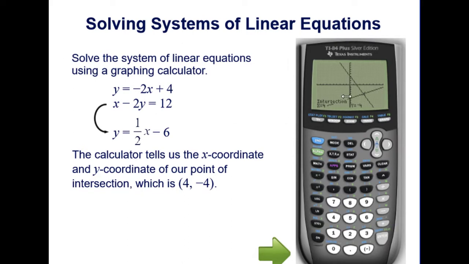So the calculator then reads on the bottom intersection, and it gives us an x equals and a y equals. So it says x equals 4 and y equals negative 4. So that makes our point of intersection (4, negative 4), and the solution to our system.